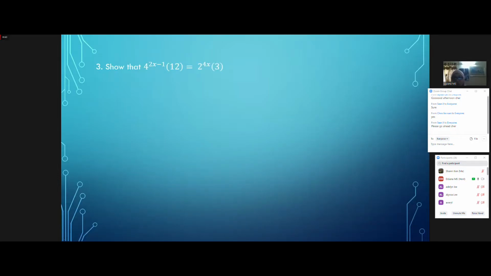Why don't you try this one? It's almost the same like number 2 just now. You have to show that 4 to the power of 2x minus 1 bracket 12 equals 2 to the power of 4x times 3. Try first. I advise you to take from the left-hand side, open up, simplify until you get to the right-hand side. Okay, try first.